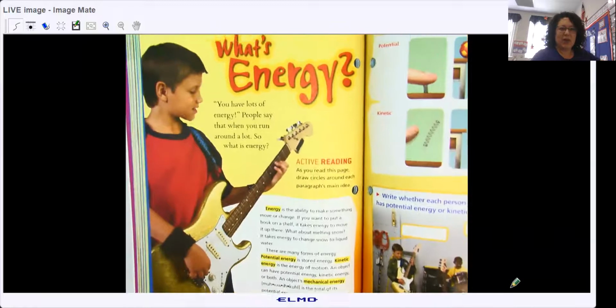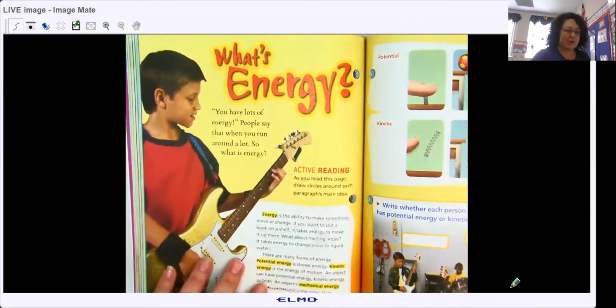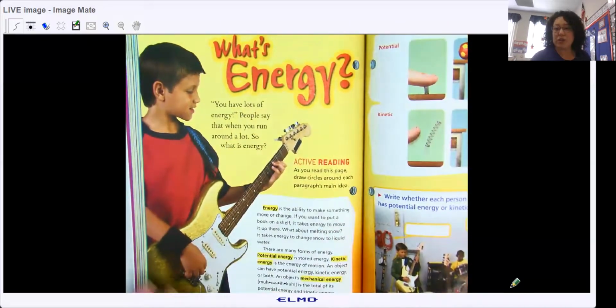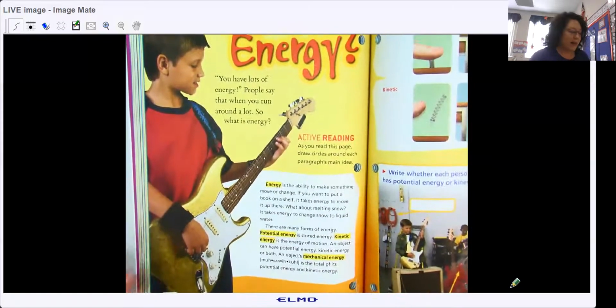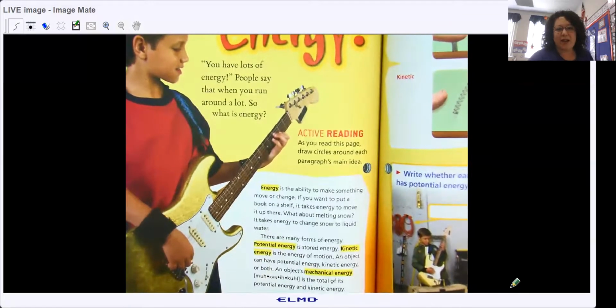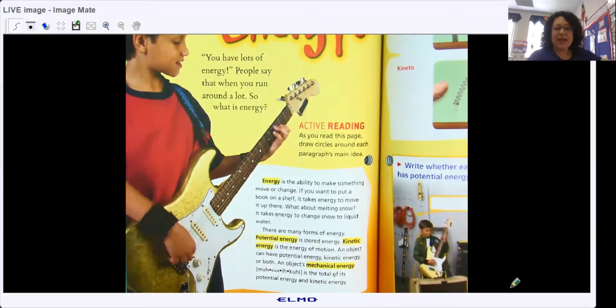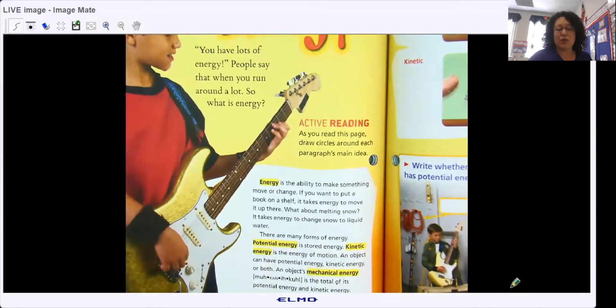Okay, what's energy? Let's focus on this page first. And as we read, let's draw circles around the main idea of the paragraph. All right. You have lots of energy, people say that when you run around a lot. So what is energy? I bet you've heard that before, especially now being an e-learner. Got to get that energy out. Energy is the ability to make something move or change. If you want to put a book on a shelf, it takes energy to move it up there. What about melting snow? It takes energy to change snow to liquid water.